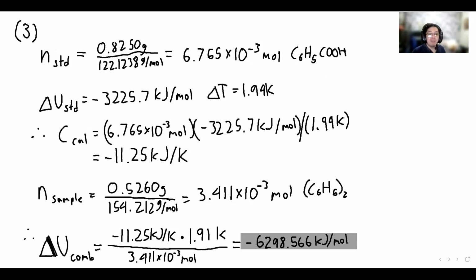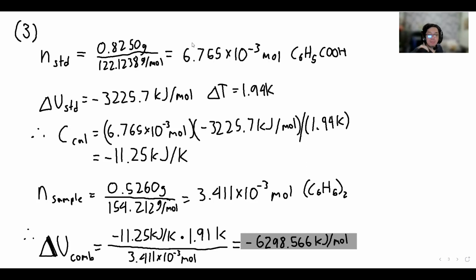You explain now. So, anong strategy mo, Josh? To get delta H combustion, we need to get delta U combustion first. To get delta U combustion, we need the Ccal. To get Ccal, we need the moles of the standard. So, yun po yung ginawa ko muna. Yung una pong moles. Go ahead. So, we got the number of moles of benzoic acid.